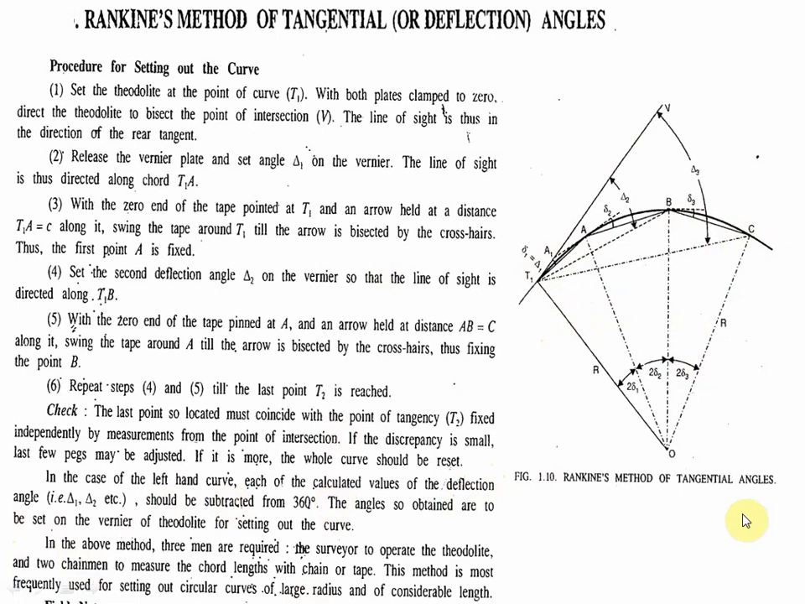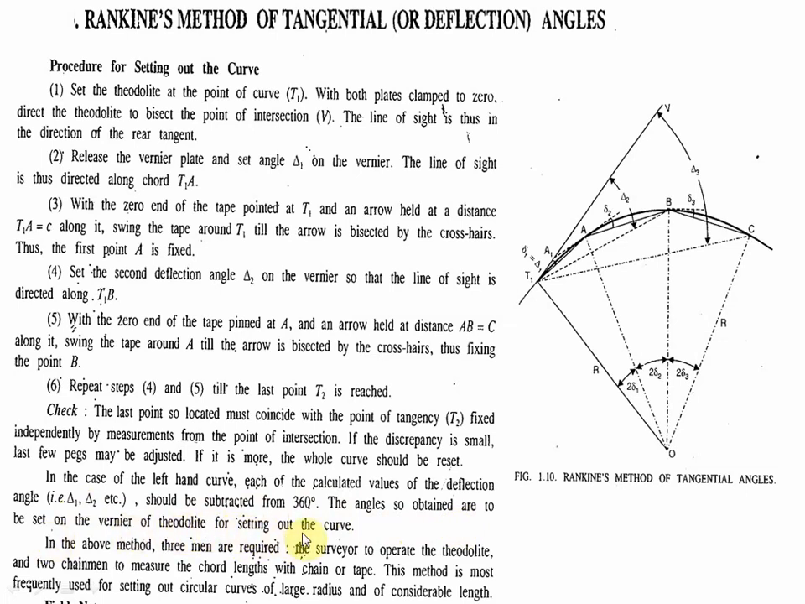In the case of a left hand curve, each of the calculated values of the deflection angles, that is delta 1, delta 2, etc., should be subtracted from 360 degrees, and then the angles so obtained are to be set on the vernier of the theodolite for setting out the curve.